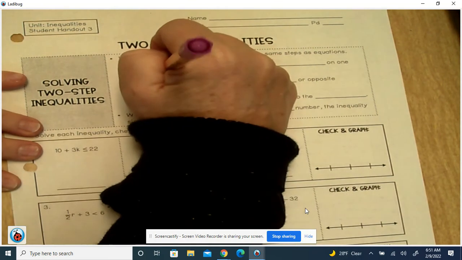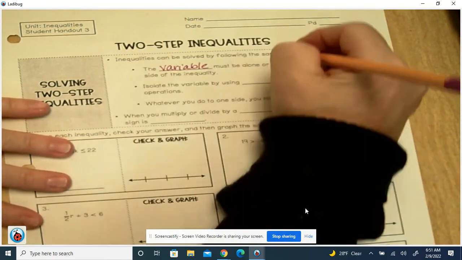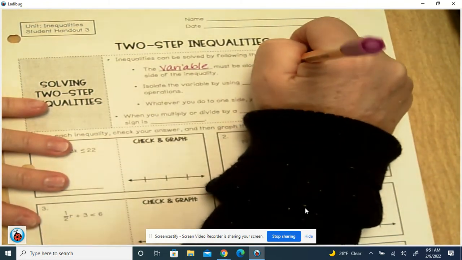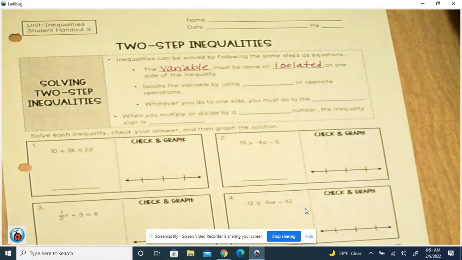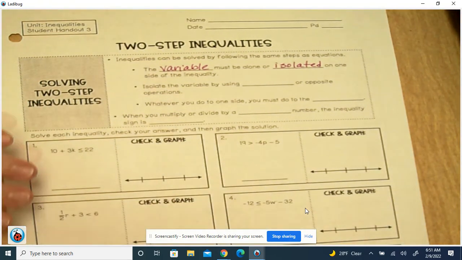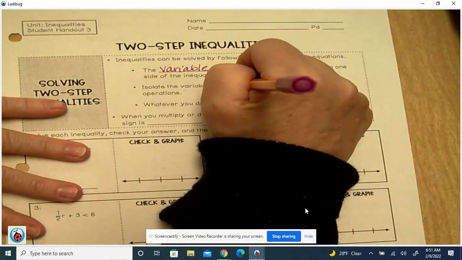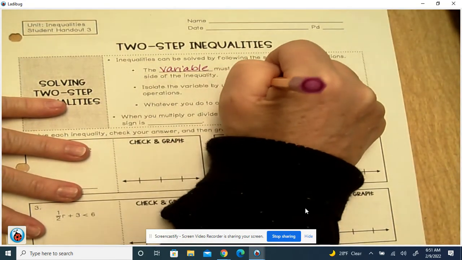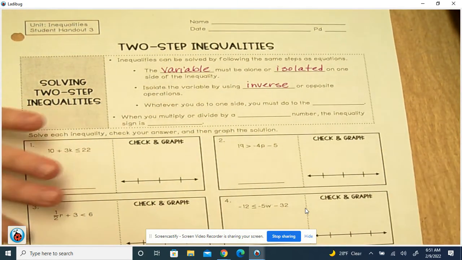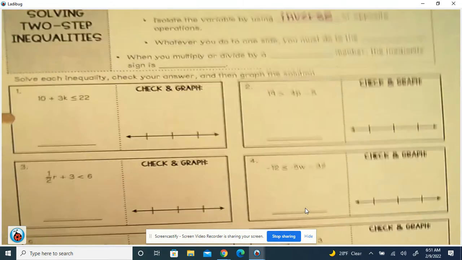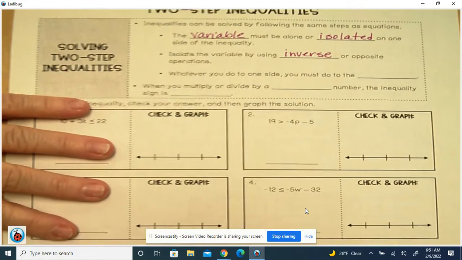The variable must be alone or isolated on one side of the inequality. Isolate the variable by using the inverse or opposite operations. Whatever you do to one side, you must do to the other side.